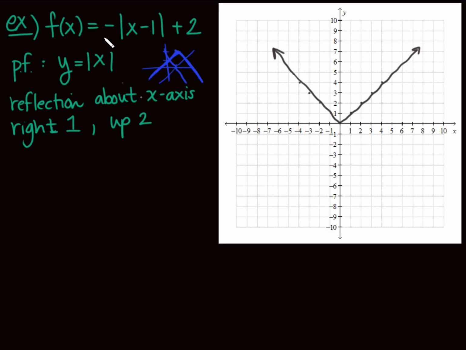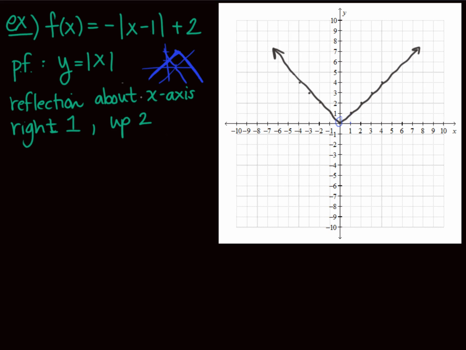Because I've got to think about order of operations when I'm looking at this. So this point right here is going to be shifted to the right one. Then it's not going to be reflected, because it is on the x-axis. And then it's going to go up two. Okay, so I hope that makes sense.